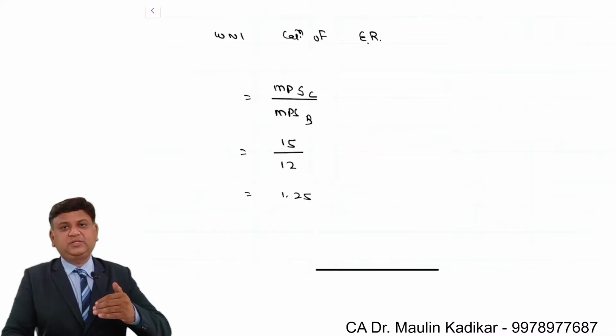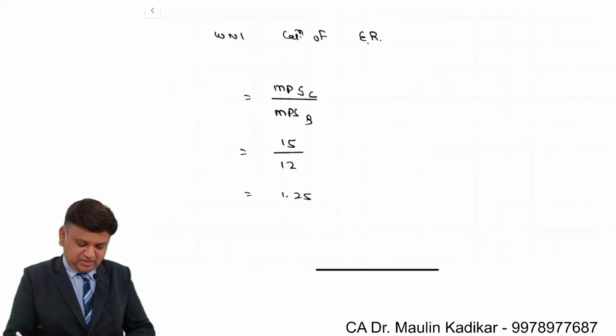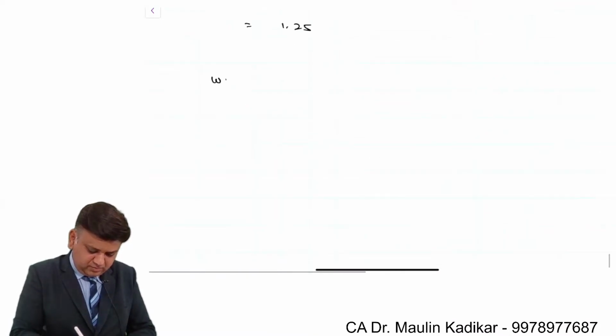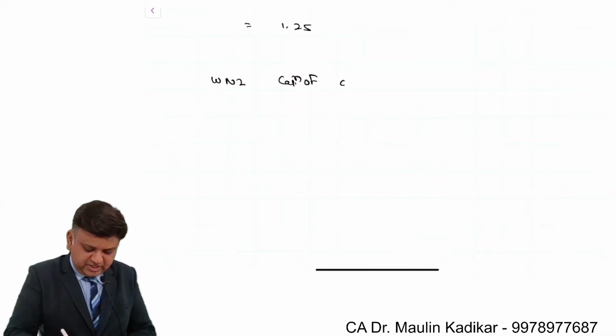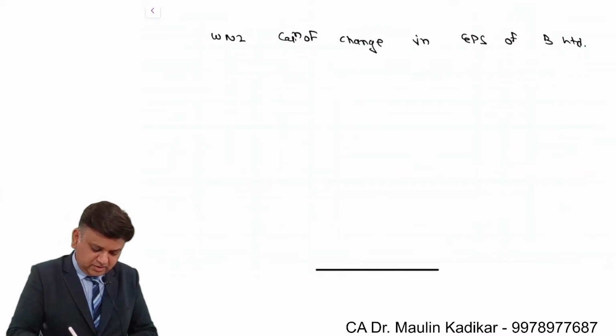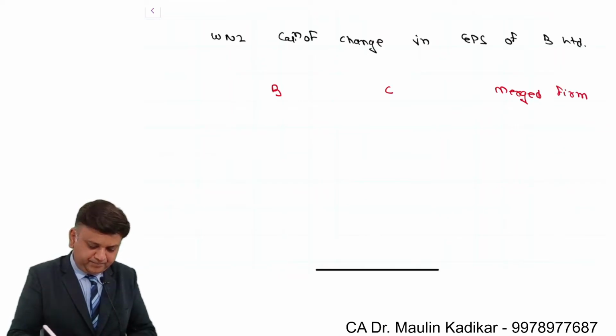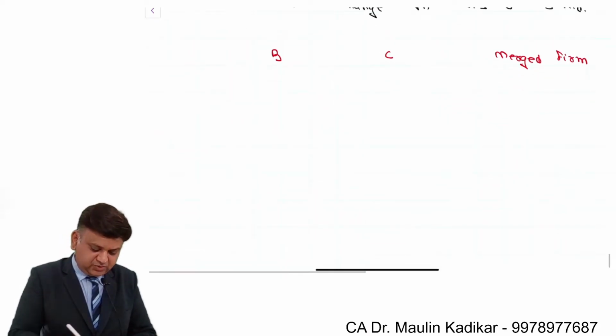There is no information provided to us with respect to the increase in earning. So we assume that the earning after taxes of the merged firm is simply the summation of both the earnings. So working note number 2, calculation of change in EPS of B Ltd. Dear students, we understand something like this: B Ltd, C Ltd and merged firm. In that, we will work out the answer in this way.